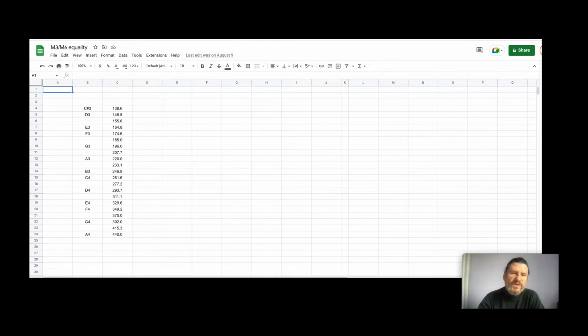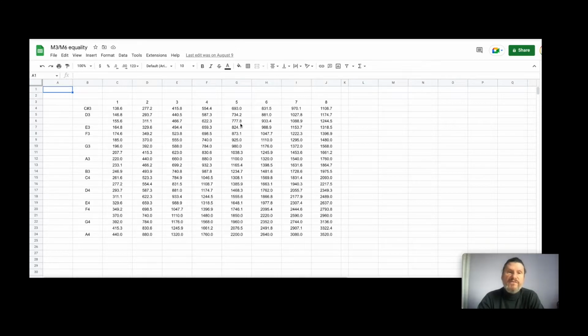So here's all those frequencies from C sharp 3 to A4. And here are all the partials. Ideal partials, simply multiplying the frequency of the fundamental by the partial number. So here you've got 220 times 2 is 440, times 3 is 660, times 4 is 880. And that's how we calculate the frequency of all the partials. And there you have all the partials of all the notes from C sharp 3 to A4.